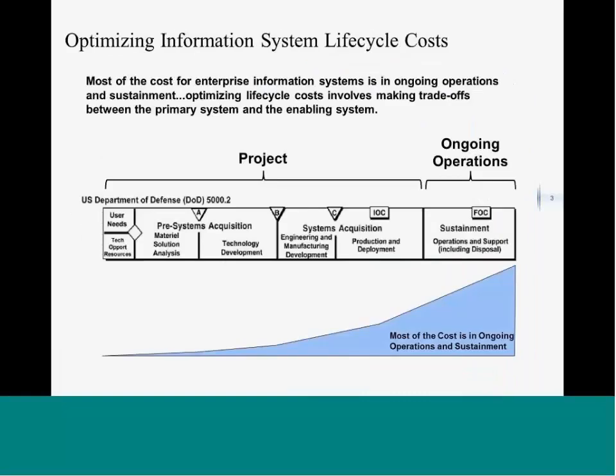Next, I'd like for us to consider what we mean by lifecycle cost. And what we see here are the lifecycle cost phases that are typically outlined in various Department of Defense instructions. But for purposes of our discussion dealing with this realm of enterprise IT, we've divided these phases into two categories. The project, that being those phases, as you can see, from the beginning up through production and deployment, and ongoing operations, or that sustainment phase. What we find is that most of the lifecycle cost is found in the ongoing operations, or that sustainment phase. Now, optimizing lifecycle cost involves our making cost, schedule, performance, and risk trade-offs between this IT primary and enabling systems.